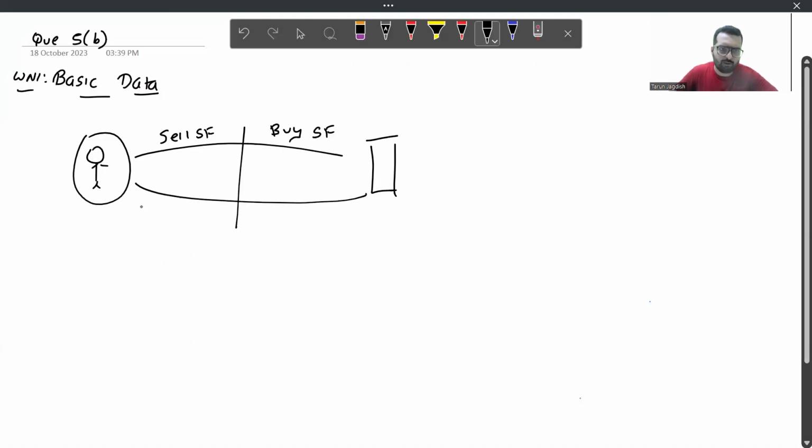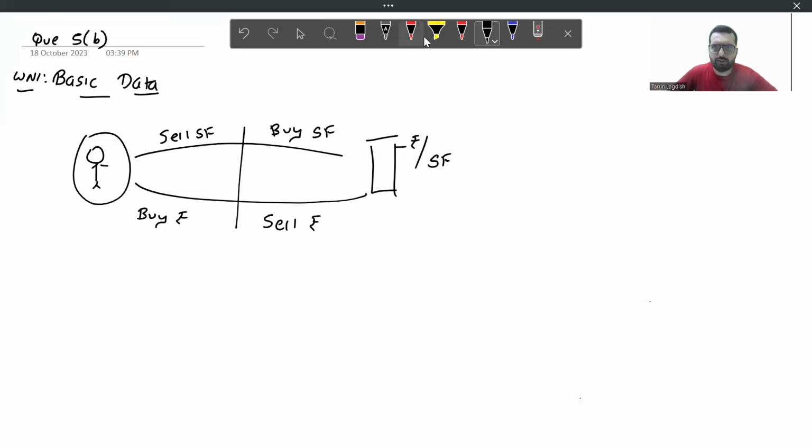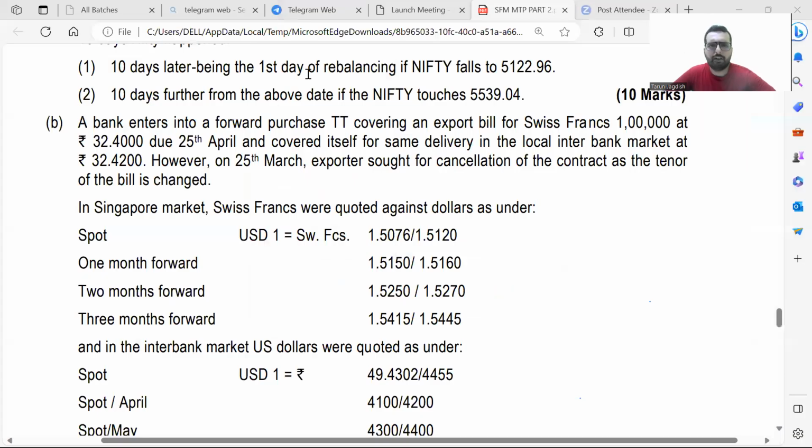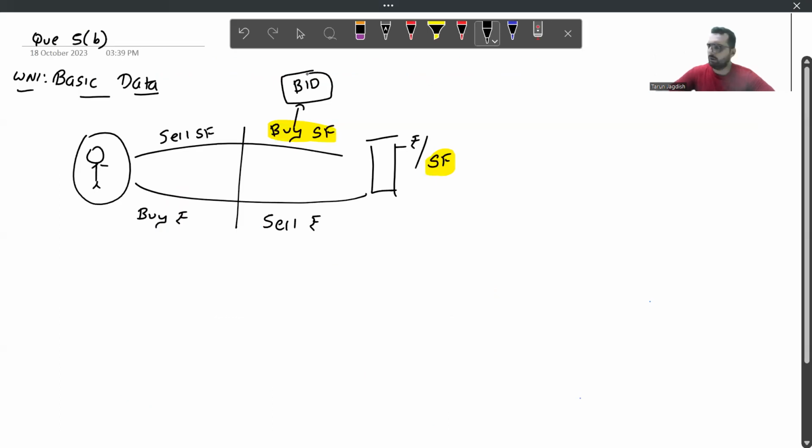Against this, what is the customer going to do? Buy rupee, sell rupee. I think in this question, they have given rupee per Swiss franc. So by now, we would have understood it is going to be what rate over here? It will be the bid rate. 1 lakh at 32.40. I'll come to that part later. First, can you scribble down this in your books?